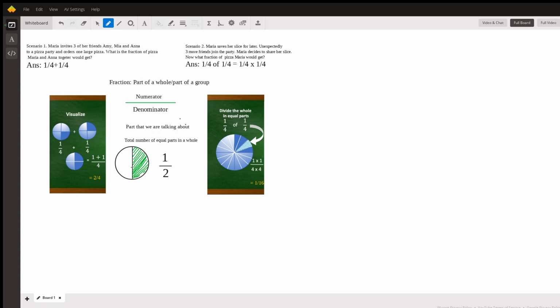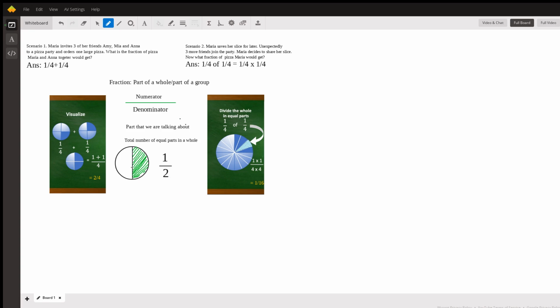If it's a circle, a square, or a rectangle, it doesn't matter. How many total equal parts are in one whole, that is the denominator. And the numerator represents the part that we are talking about. So for example, look at this circle, which is cut into two equal parts. So our denominator would be 2 right here.